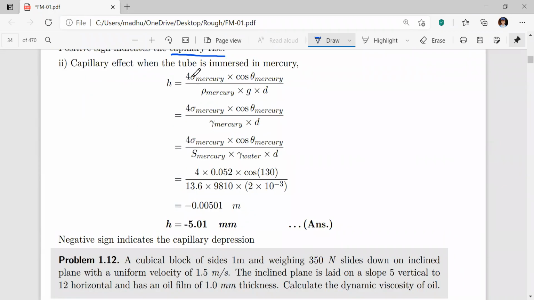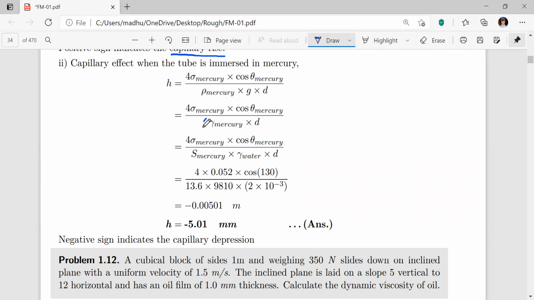Now the same equation, 4 sigma cos theta divided by rho G D, whereas the sigma value, density value and theta value for the mercury I have to use. Now again 4 sigma cos theta, rho mercury into G will become gamma mercury, that is the specific weight or density of the mercury. Substituting these values, 4 is as it is, sigma mercury, that is the surface tension of the mercury, 0.052 given in the problem, cos theta, cos 130 degrees, divided by S mercury.